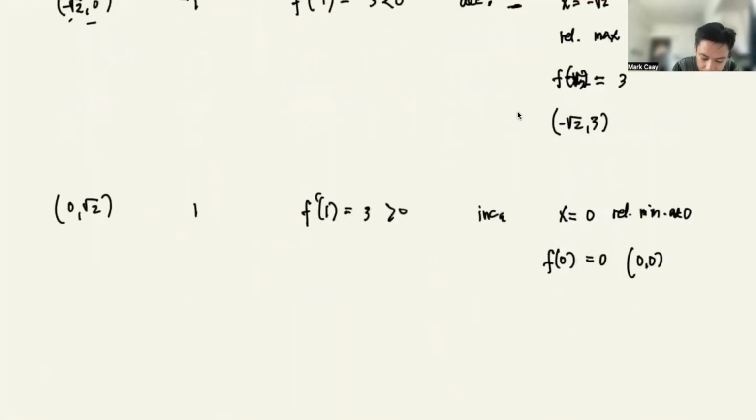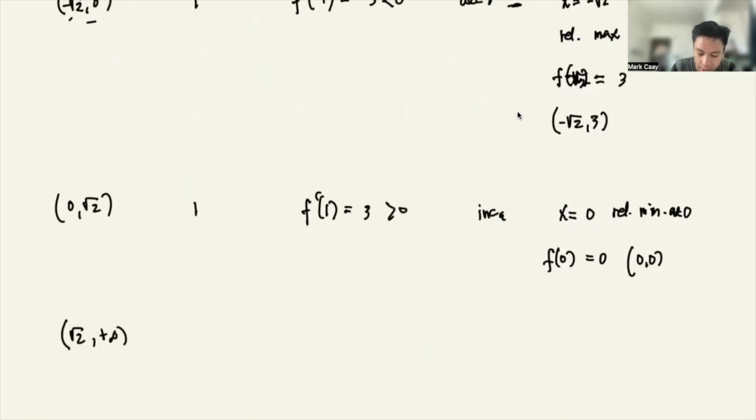Okay. How about the third interval? Square root of 2 to positive infinity. So, we'll take 2 because it is inside the interval. So, f prime of 2, we know, you can substitute it yourselves, is negative 12. So, this is less than 0, so it is decreasing. Therefore, x equals square root of 2 corresponds to a relative maximum, because it goes from increasing to decreasing.